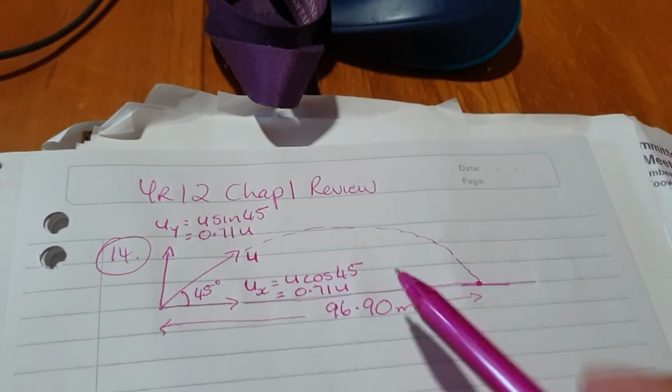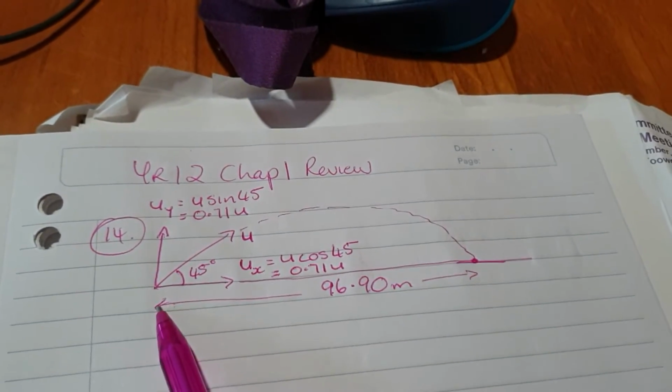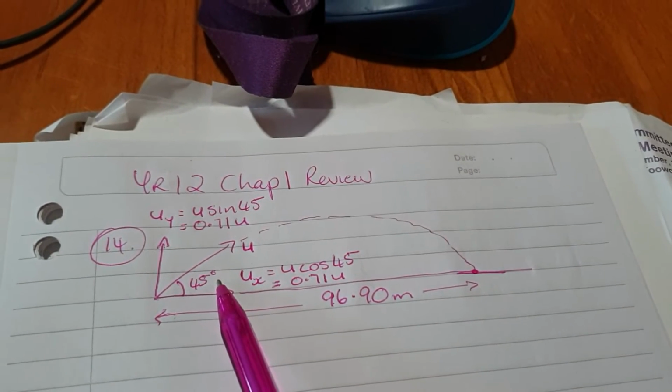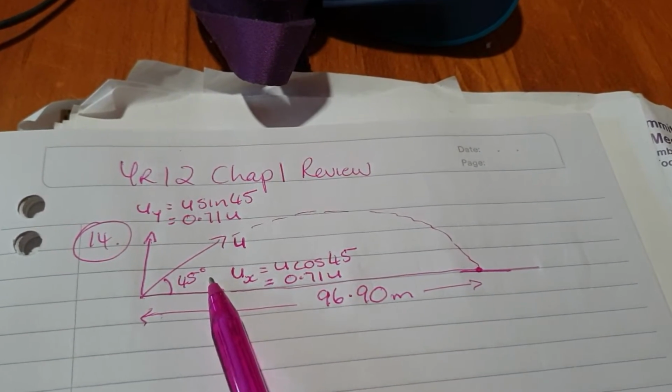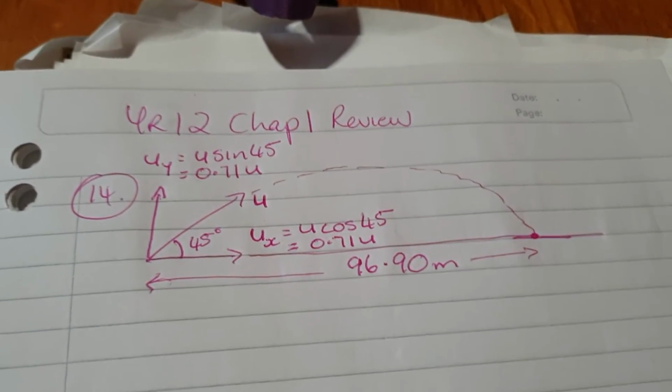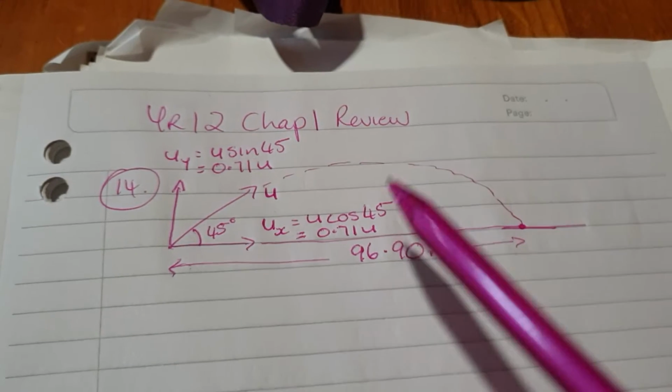It doesn't give us very much information. It tells us that the egg is thrown this distance and that it was thrown at 45 degrees, and we're going to neglect air resistance. So, where would you start is the problem.